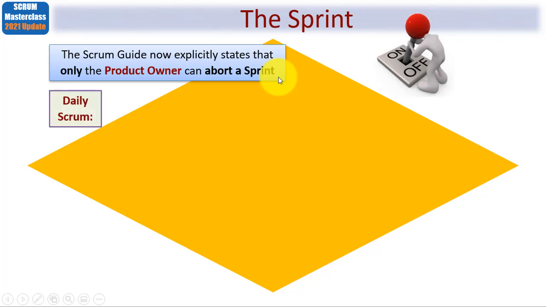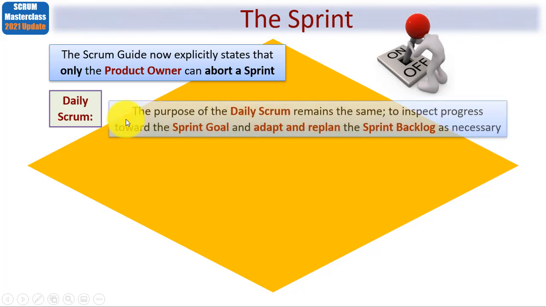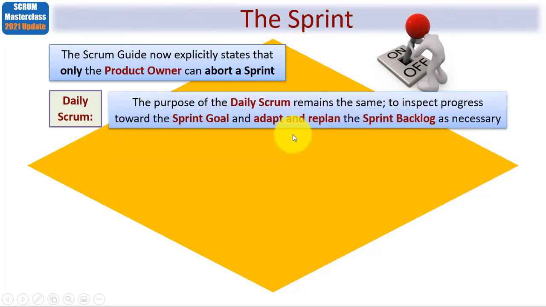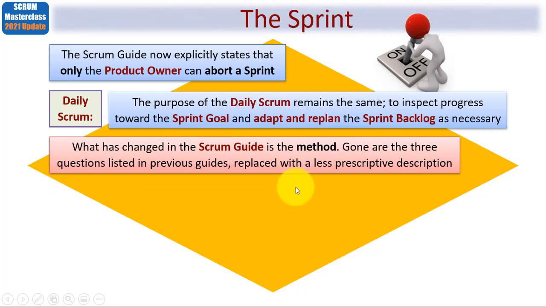Then we come to the daily scrum. I've touched on that already, let me just reinforce that. The purpose of the daily scrum remains the same as I've said. In other words, to inspect progress towards the sprint goal and then go on to adapt and replan the sprint backlog as and if necessary. So what has changed in the Scrum Guide is the method. Gone are those rather simplistic 3 questions that I touched on earlier and replaced with a less prescriptive description.